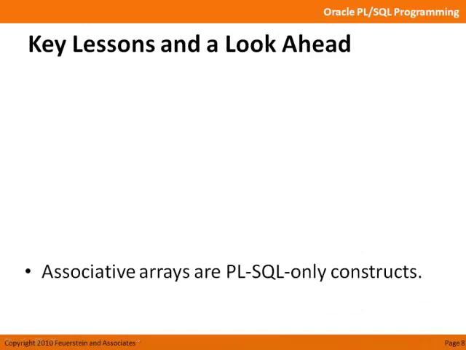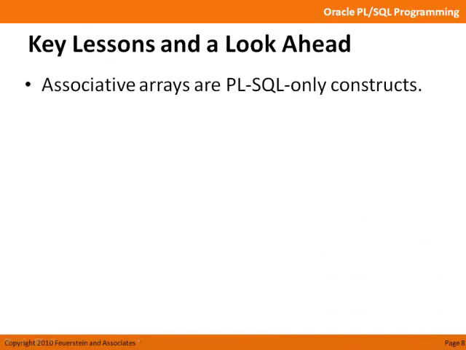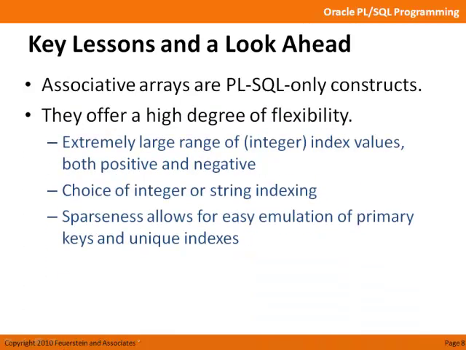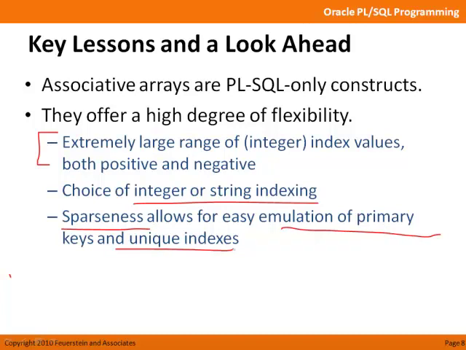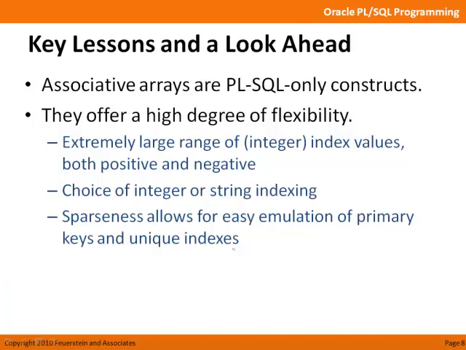So, key lessons and a look ahead. Now remember that associative arrays are PL/SQL-only constructs. They can only be used in PL/SQL blocks, but partially because of that, they have a lot of flexibility that's not available to nested tables and varrays. You have an extremely large range of values that you can use, both positive and negative. You can choose integer or string indexing. And collections can be sparse. Associative arrays can be sparse, which means that you can easily emulate primary key and unique indexes, construct different ways of getting at the same data in that core collection, and get an incredible boost in performance.